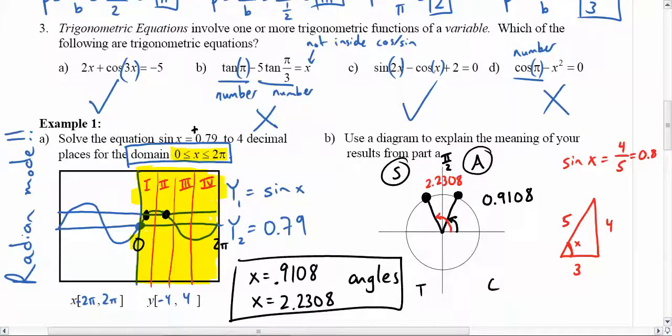Okay, that's approximately right, because 0.79 is pretty close to 0.8. Are there any questions? That's how the two are related: the unit circle, the triangles, and the graph.